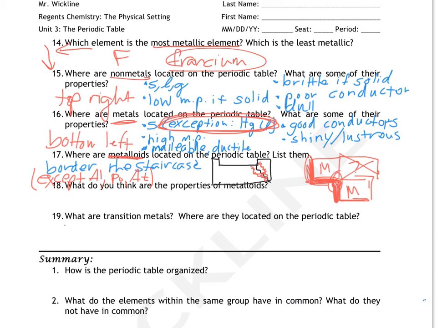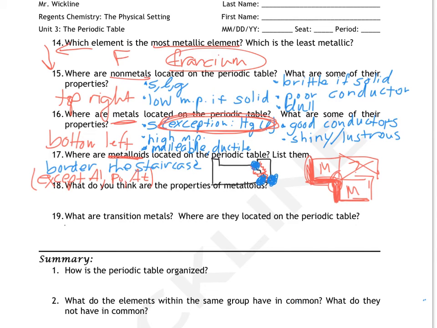But in any case, all the elements that border the staircase are metalloids except for aluminum, polonium, and astatine. If you're looking for aluminum, you will find it about right there on the staircase, and it is definitely a metal, so it doesn't count as a metalloid. And then polonium you'll find down here at the very bottom of the staircase to the left of it, and we would count it as a metal. And astatine, AT, you'll find down here to the right of the staircase, and we would call it a nonmetal.